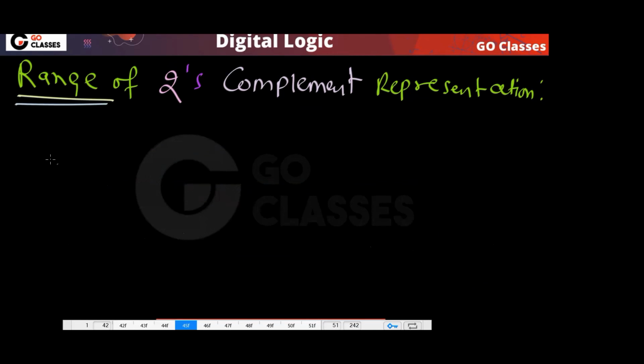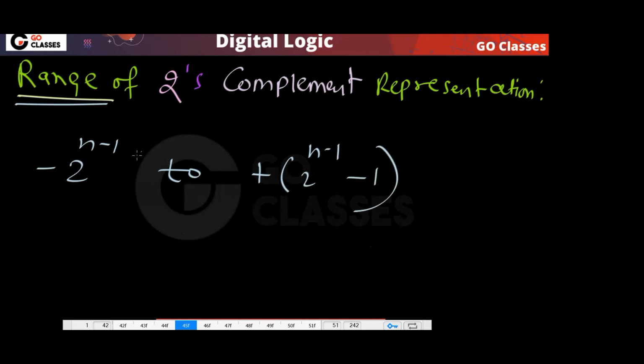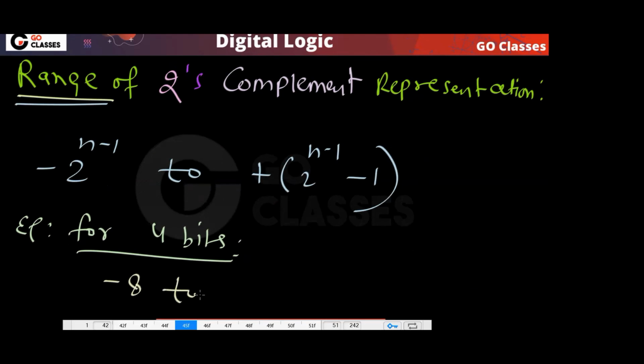If I ask you, what is the range? The range is minus 2 power n minus 1 to plus 2 power n minus 1 minus 1. This will be the range. So tell me, for example, for 4 bits, the range will be from where to where? Minus 8 to plus 7. Okay, so the range is minus 8 to plus 7.